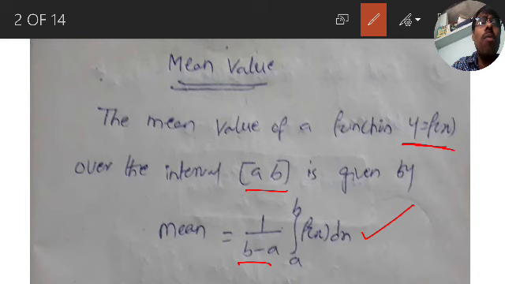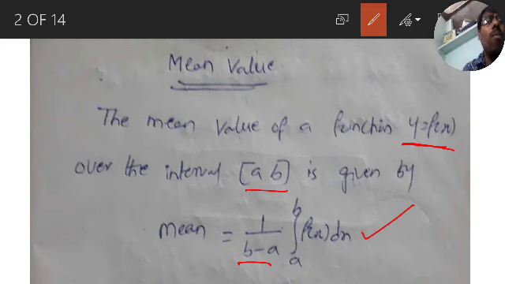So what is the mean value, guys? f of x is a function defined on a closed interval a comma b, then its mean value over the closed interval is given by 1 by b minus a integration a to b f of x dx. So this is the mean value formula. You have to remember this formula. This is a mean value.